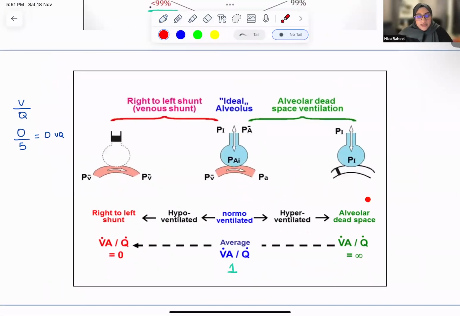Now this side of the diagram, on the right side, we can see that we don't have perfusion. So over here, there is a blockade in the artery itself. The alveolus is being ventilated. There is no problem there, but the problem is actually in the arterial side. There is no blood flow. So this could be because of an embolus, or it could be blocked in the blood system, and it creates a dead space.